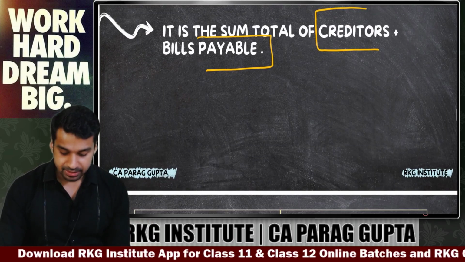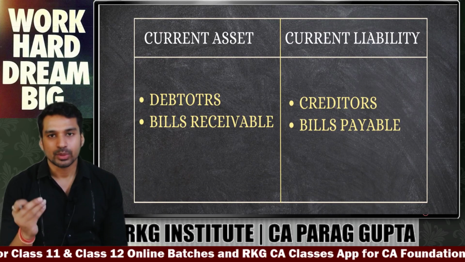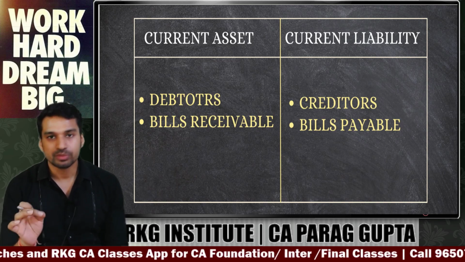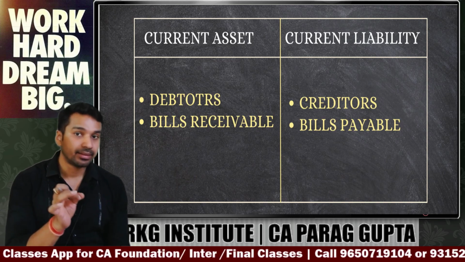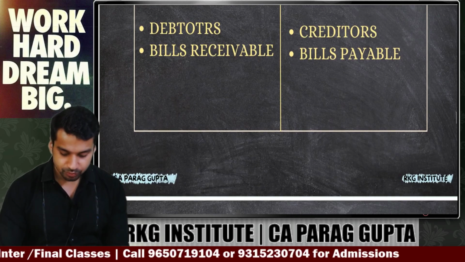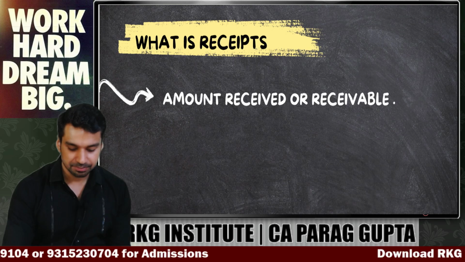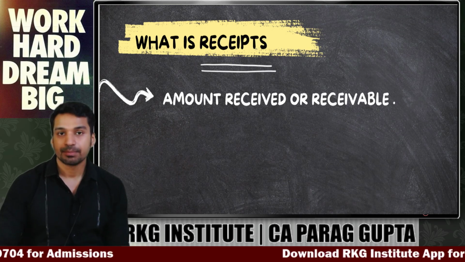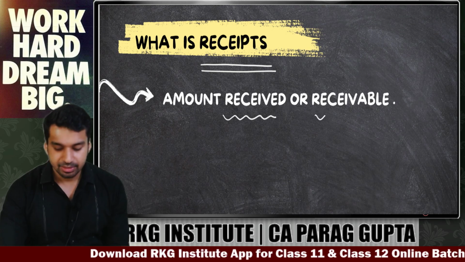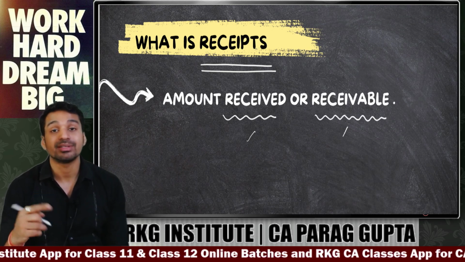Now the next term is very, very interesting. Before that, let's take a quick example test of our terms. Debtors and bills receivable both will be considered as current assets, and creditors and bills payable both will be considered as current liability. Now let's move to a very important and very interesting term. The next term is receipts. So receipts means if you receive the amount or you will receive an amount, both are considered as receipts. So receipts is amount received or receivable.